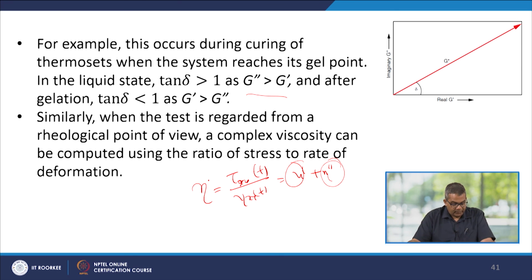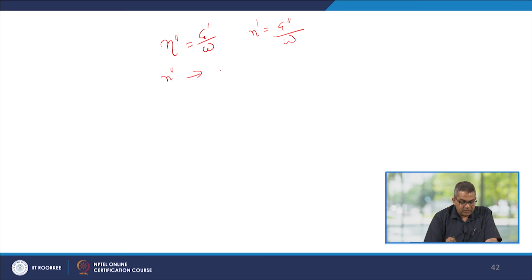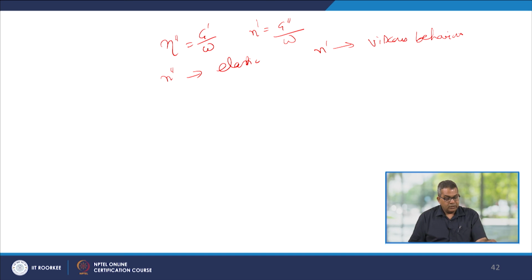The relation between the complex modulus and complex viscosity components can be described by eta double prime is equal to G prime over omega, and eta prime is equal to G double prime over omega, where eta double prime represents the elastic and eta prime represents the viscous behavior. This complex modulus representation is often used in industrial testing.